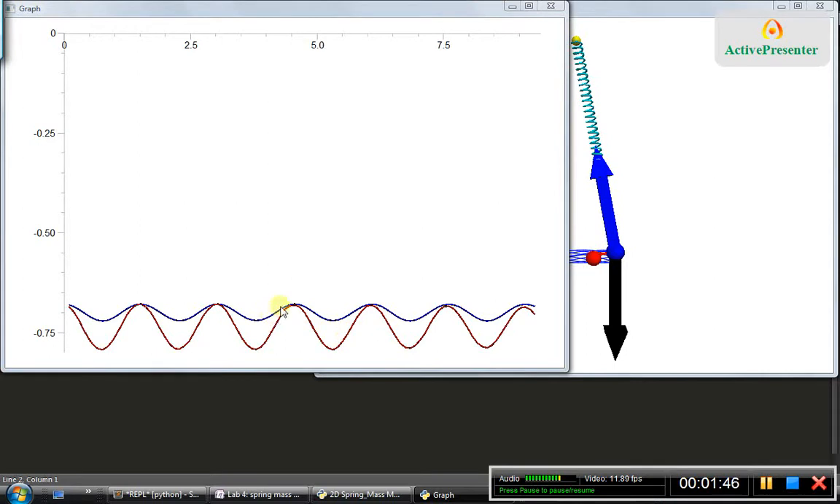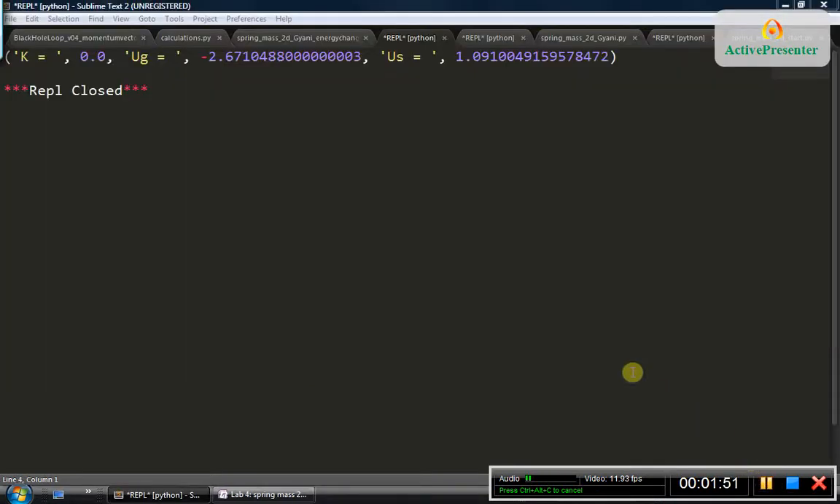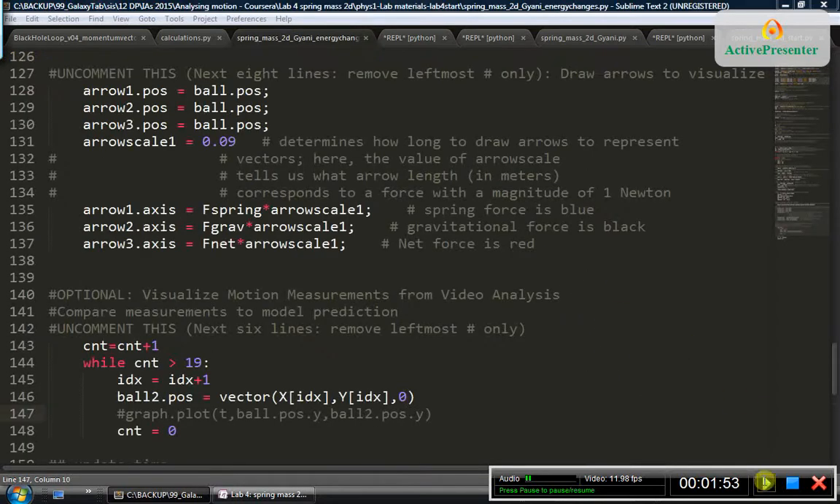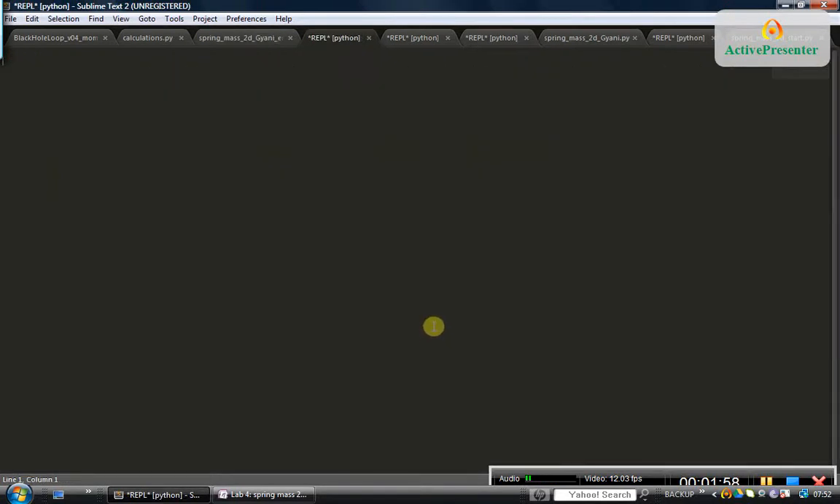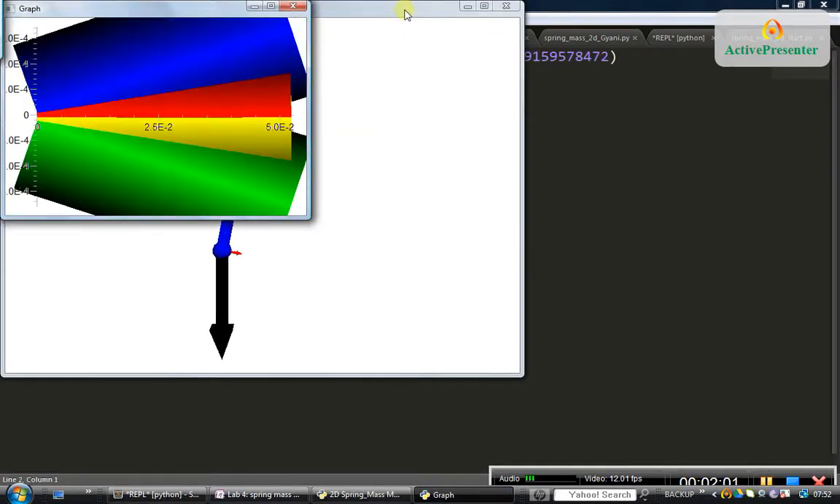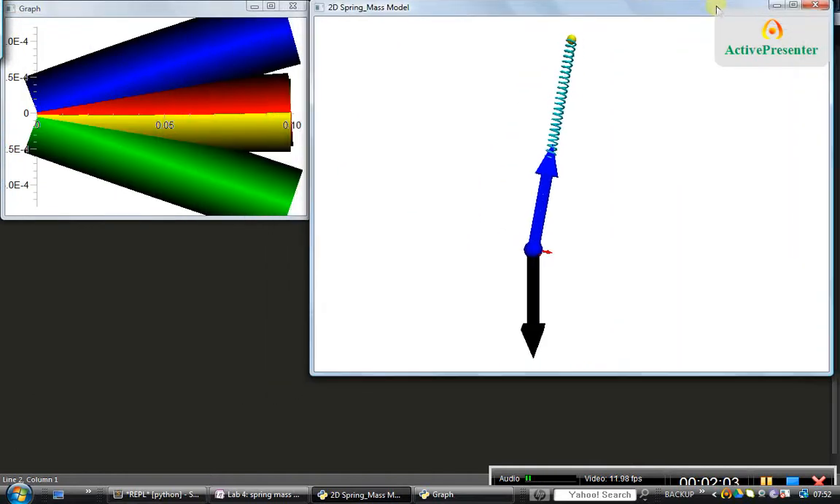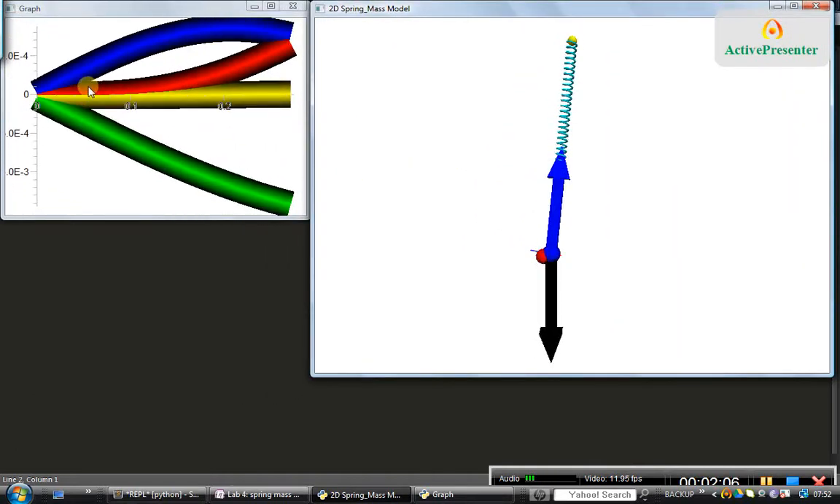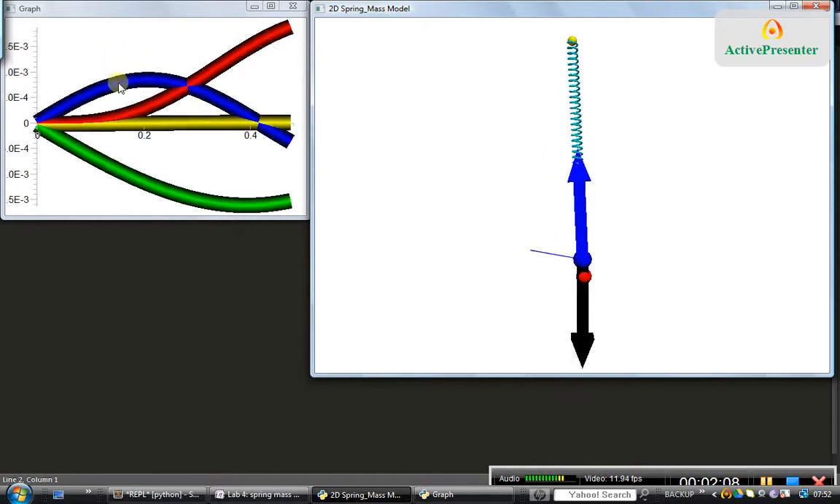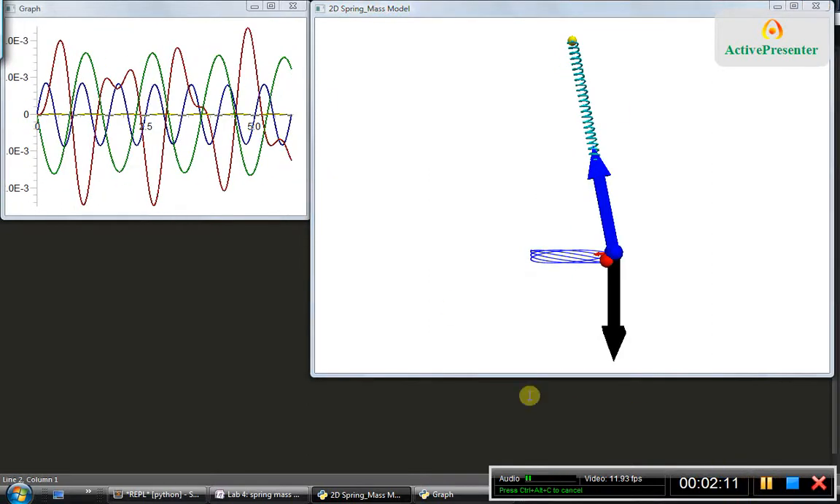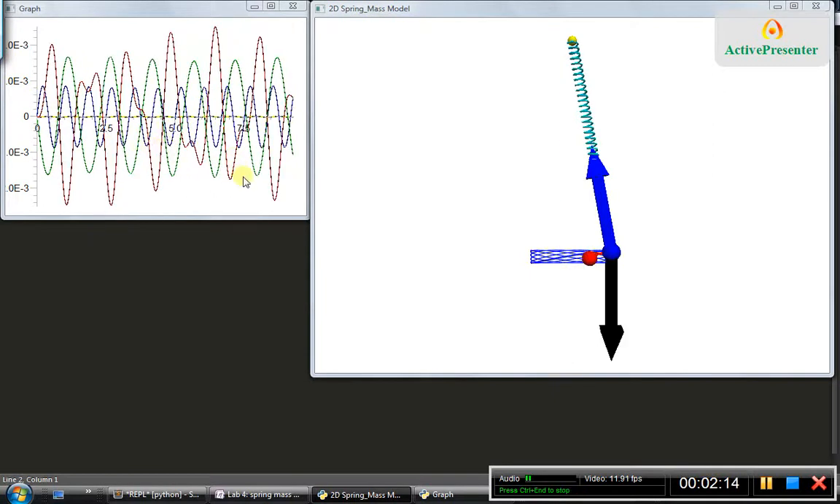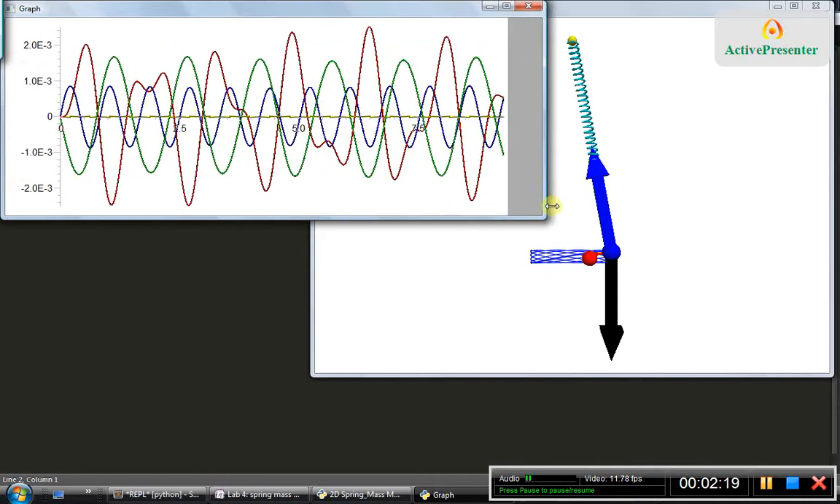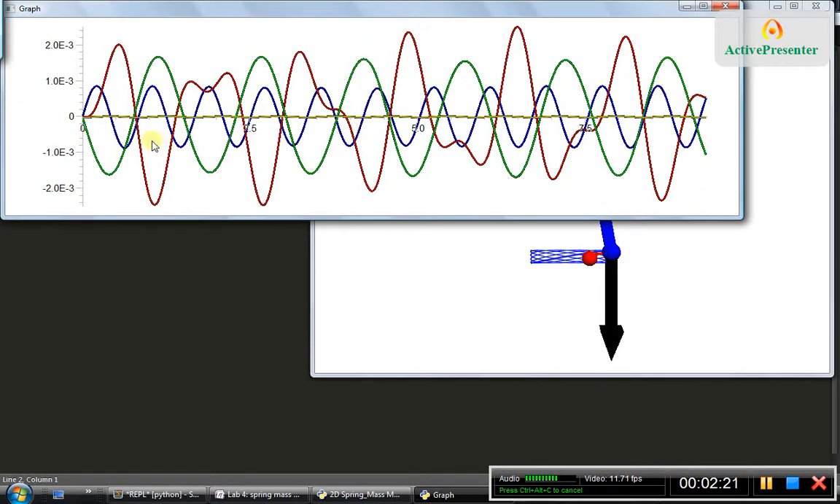This graph shows the vertical position of the ball as a function of time. Next, let us see the energy changes. As you can see, the blue arrow represents... the simulation runs too fast. Let's discuss the graph in detail.